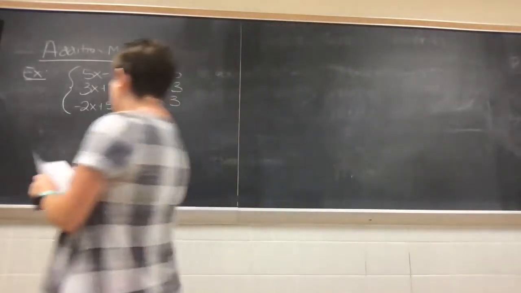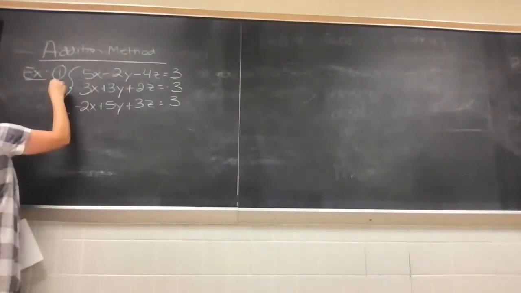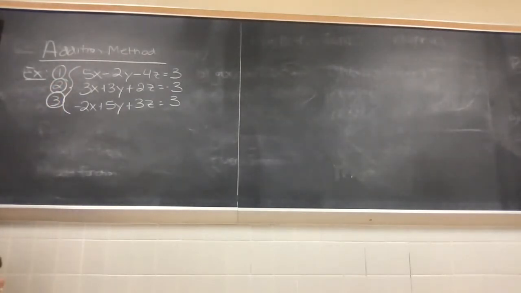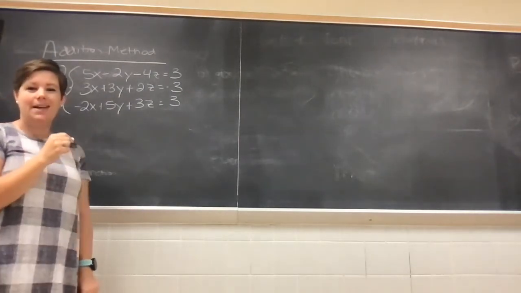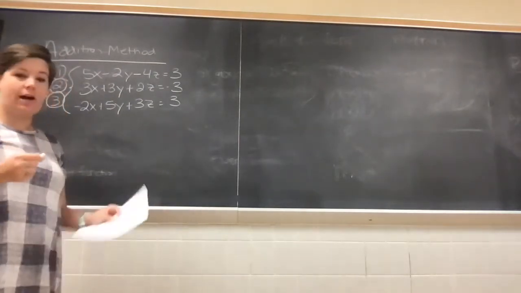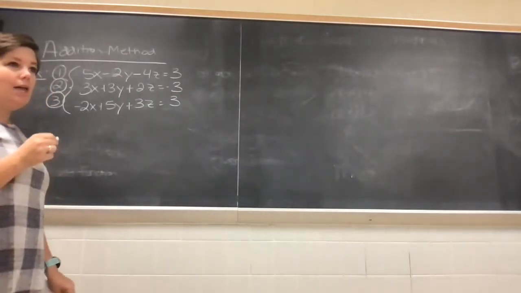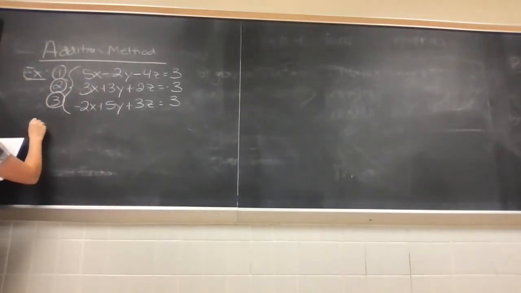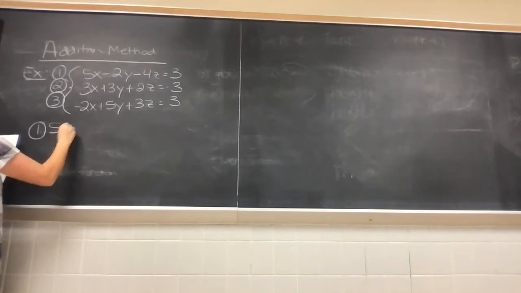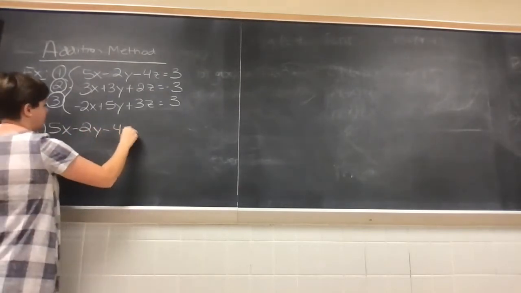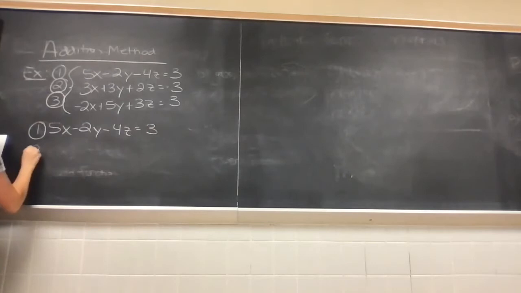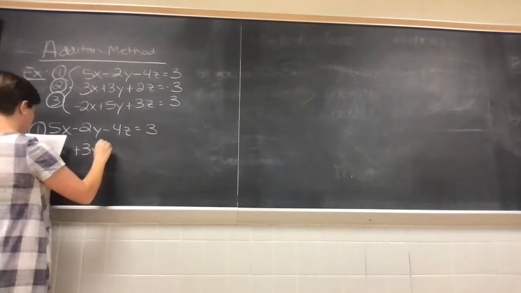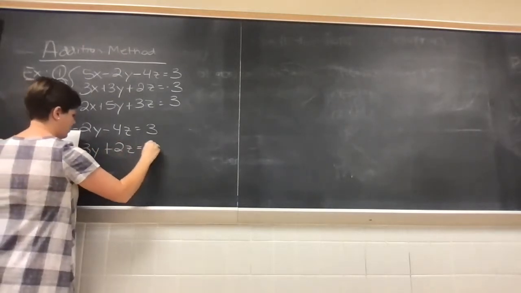So what I do is at the very beginning, I label my equations 1, 2, and 3, because you're going to have a lot of equations popping up, and this is the easiest way I found to keep track of all of my equations. And then I'm going to just look at my first two. I'm going to look at 5x minus 2y minus 4z equals 3. And then I'm also going to look at my second equation, which is 3x plus 3y plus 2z equals a negative 3.